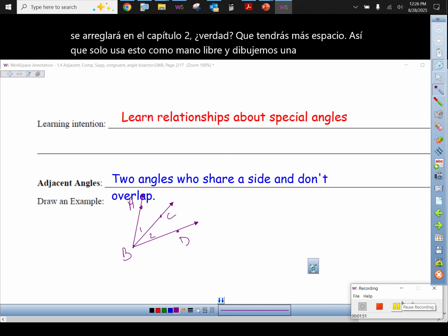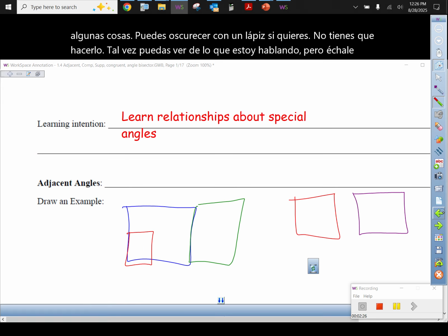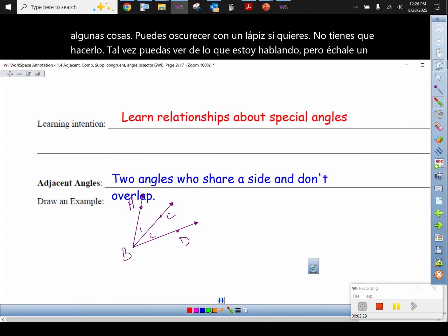I'm not going to force you to highlight today except for on a couple questions because we kind of forgot to go get highlighters, but I'm going to highlight some stuff. You can darken with a pencil if you wanted to. You don't have to. You can maybe just see what I'm talking about, but check it out. If I highlight this angle right here green and that angle right there red, do those touch each other? Yes. Do they overlap?